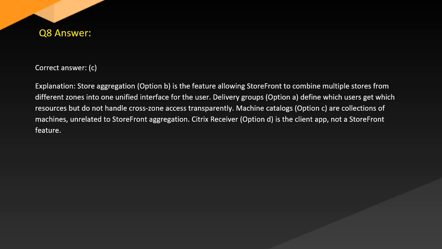Answer. Correct answer, C. Explanation. Store aggregation, option B, is the feature allowing Storefront to combine multiple stores from different zones into one unified interface for the user. Delivery groups, option A, define which users get which resources, but do not handle cross-zone access transparently. Machine catalogs, option C, are collections of machines unrelated to Storefront aggregation. Citrix Receiver, option D, is the client app, not a Storefront feature.